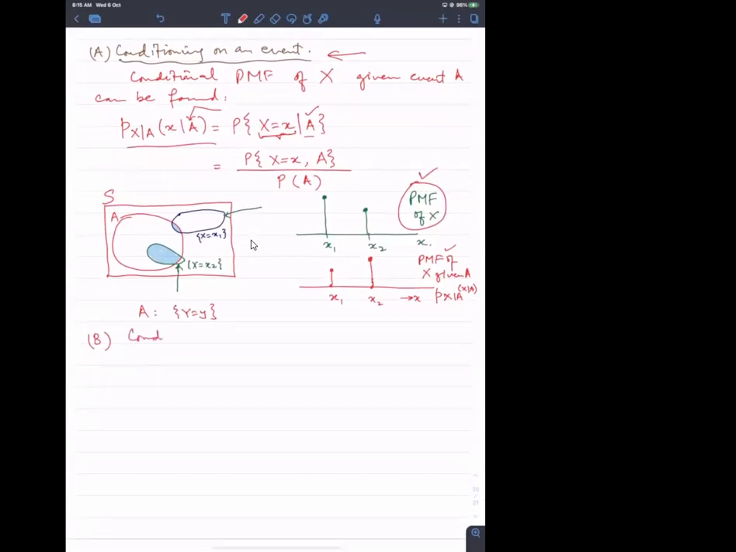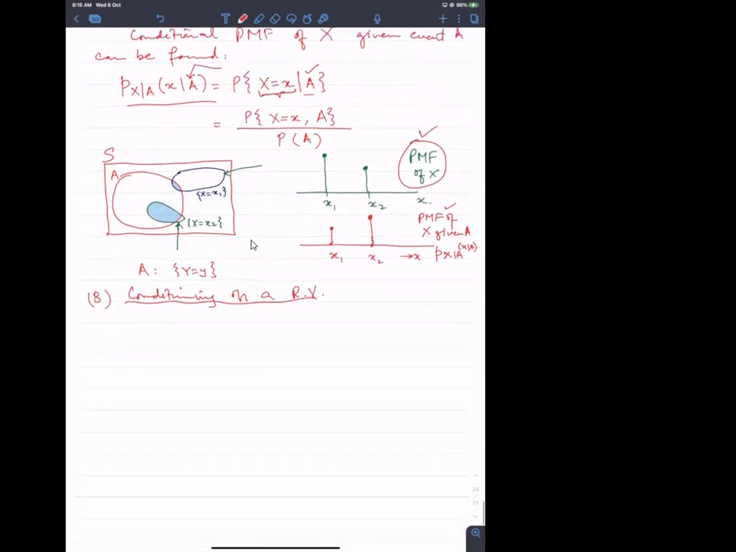The second way of conditioning is conditioning on a random variable. When we say conditioning on a random variable, this really means conditioning on a random variable taking a particular value. So the conditional PMF of X given Y is equal to small y is the probability that X takes the value x given Y takes the value small y.